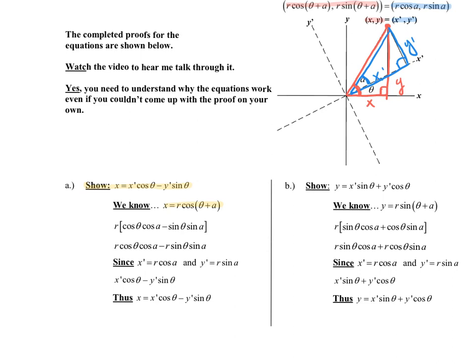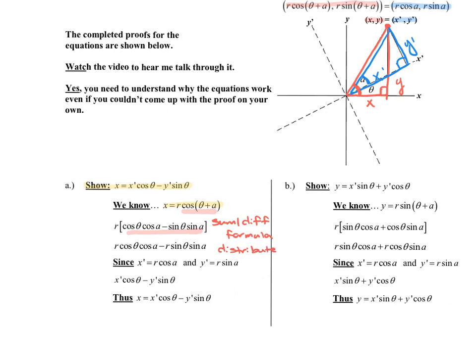In the next step, I've taken this cosine of theta plus a and expanded it right here, simply using my sum and difference formulas, the ones we used way back when. Remember, since it was a cosine and a sum, it was cosine, cosine, sine, sine, and then we changed the sign from the plus to the minus. That's all we did there. In the next step, all I did was distribute the r.